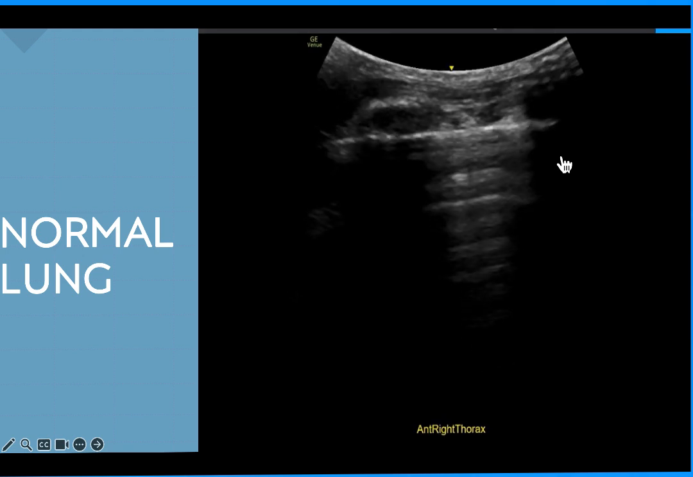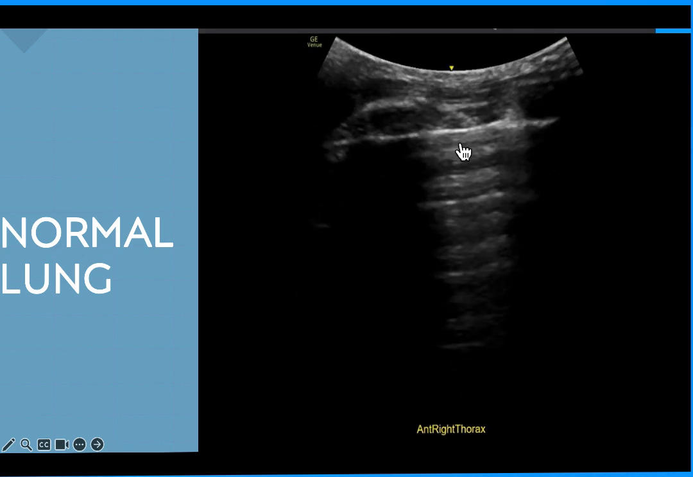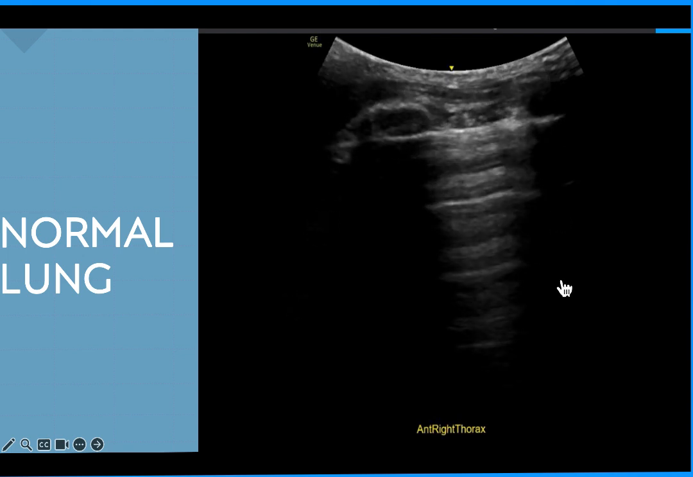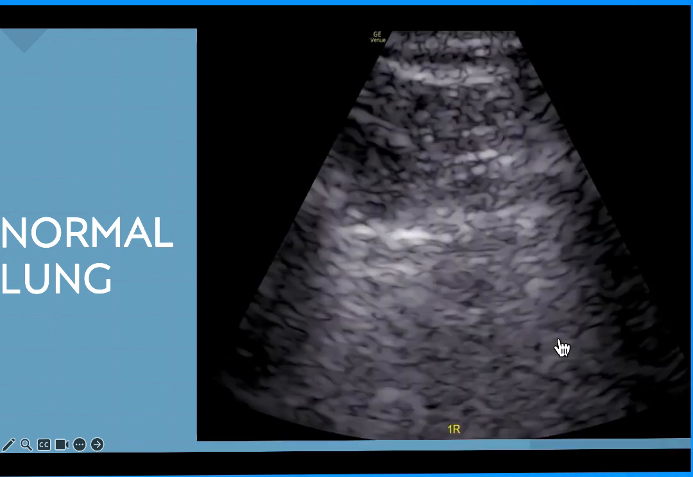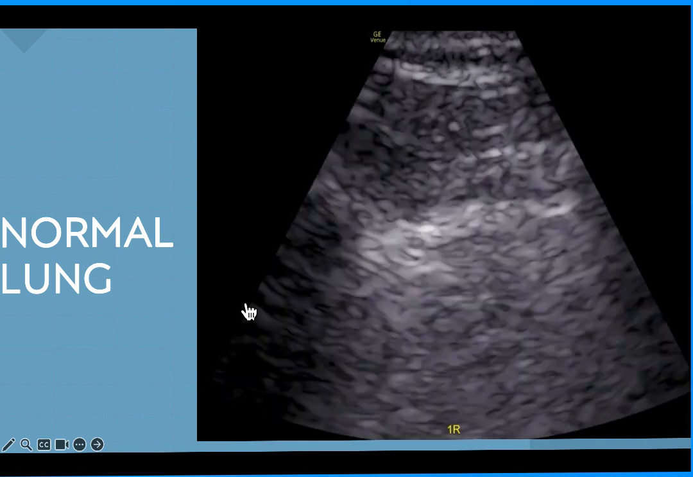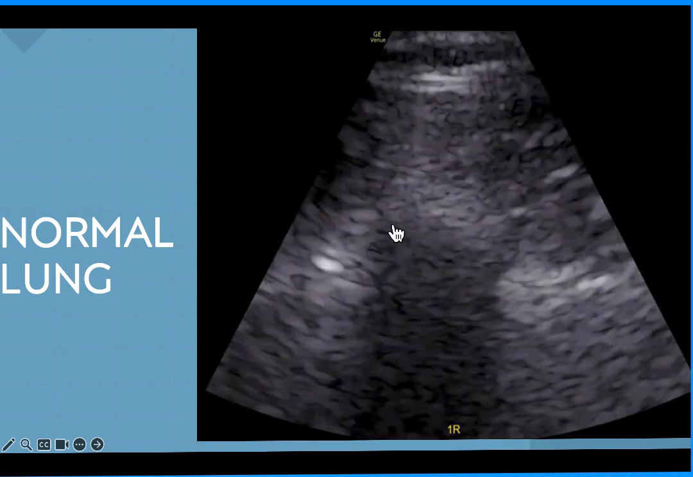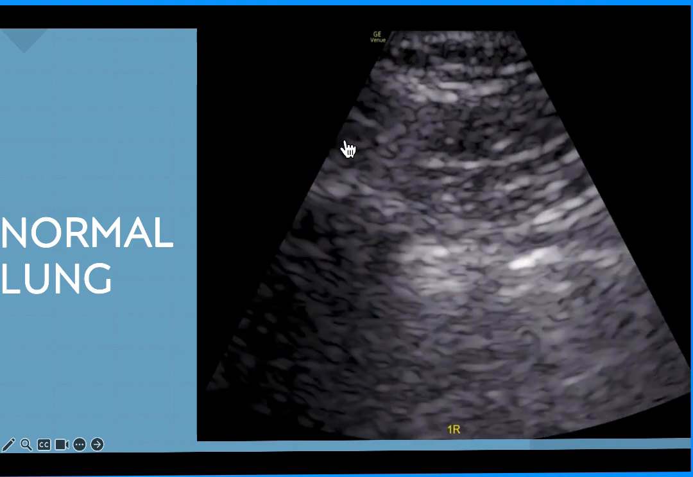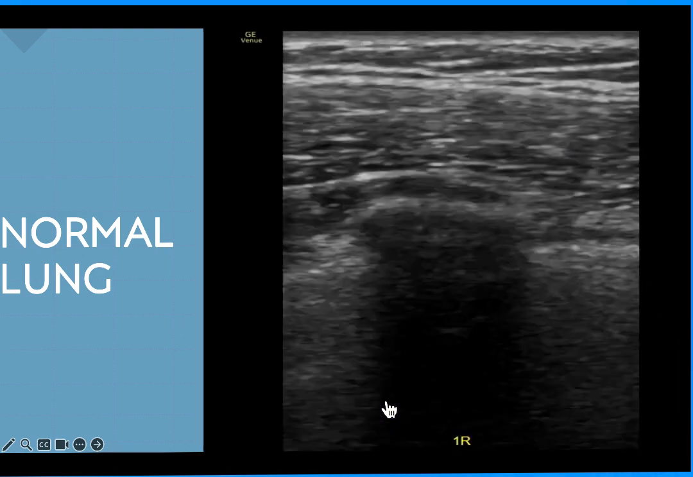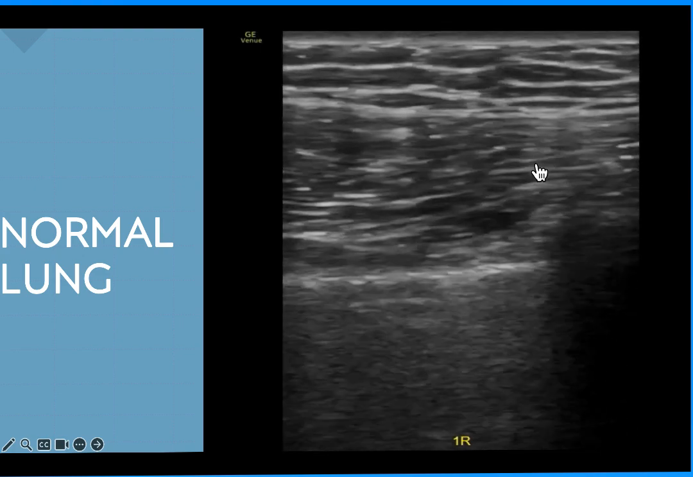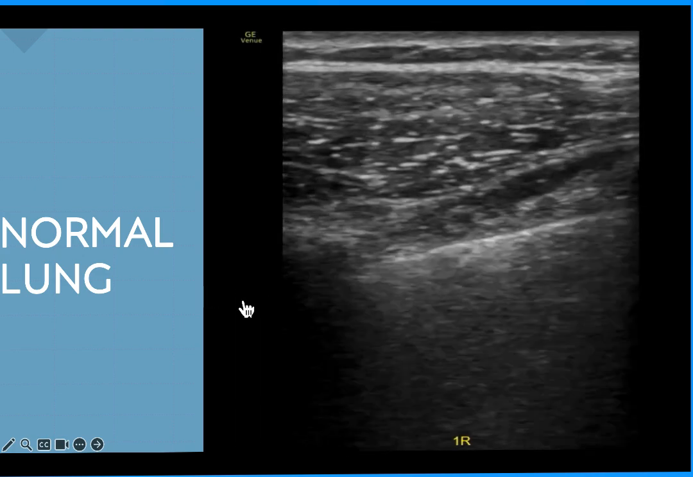So this is just another example. Rib shadow, nice motion artifact, A lines, rib shadow. So again, normal lung. We're going over different ones to show you what normal looks like, because if you know what normal is and you see abnormal, you're like, there's a problem here. Now this is grainy echo texture, but I'm seeing motion artifact. I'm seeing rib and rib shadow and motion artifact. So again, normal lung. This is using the linear probe, rib shadow, motion artifact.